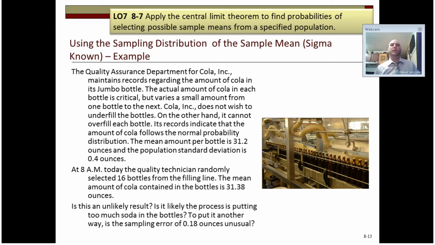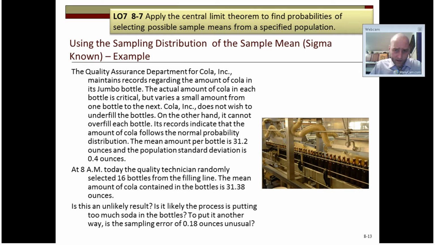Let's get a particular example right here. Beverage. The Quality Assurance Department for Cola Incorporated maintains records regarding the amount of cola in its jumbo bottle. The actual amount of cola in each bottle is critical. It's their product. But it varies by a small amount from one bottle to the next. It should. They can't all be exactly what they're supposed to be, but we should hope that they're generally close to that.